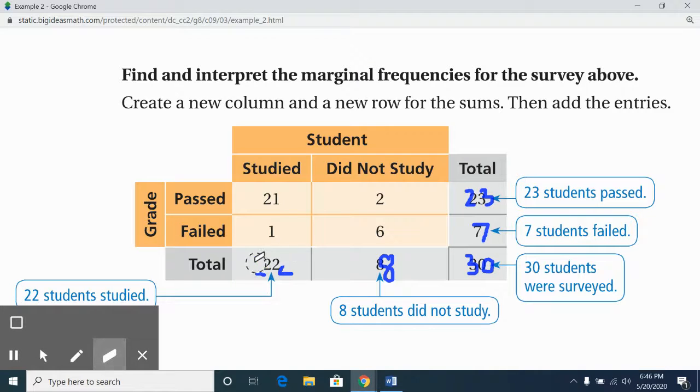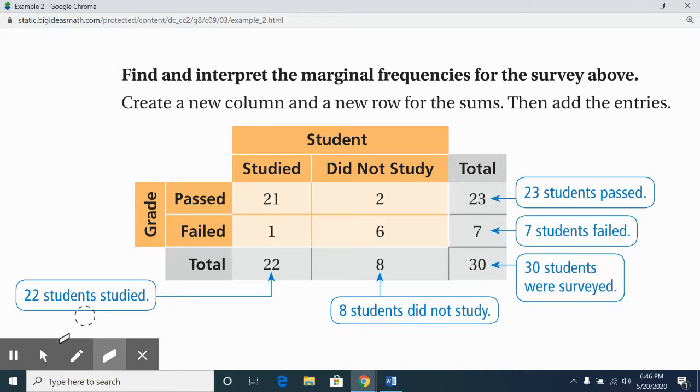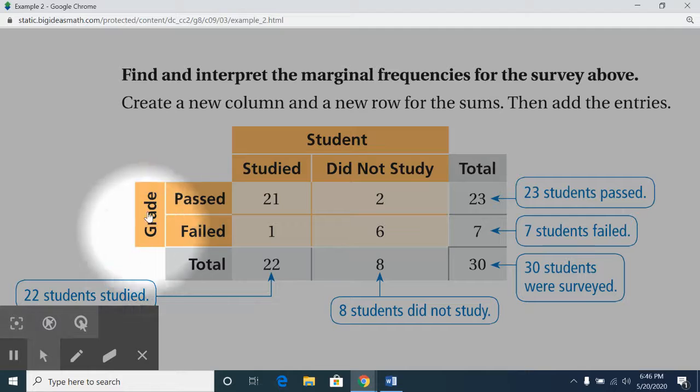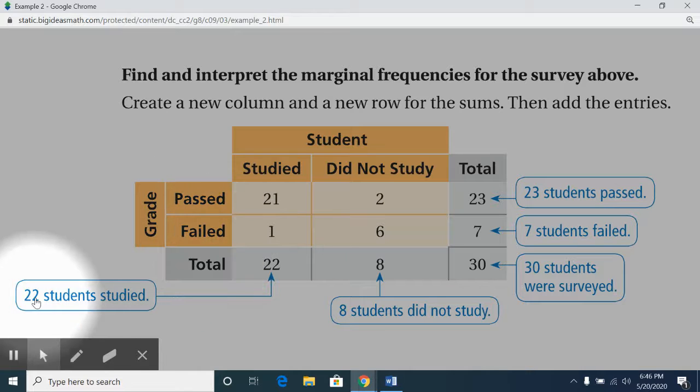Let's interpret all of this. I'm going to erase my numbers, the same ones that they have here, but now we're going to interpret and make sure we understand what these rows and columns mean. All right, so again, 22 students studied, 8 students did not. 23 students passed, 7 students failed, and then there were 30 students that were surveyed.